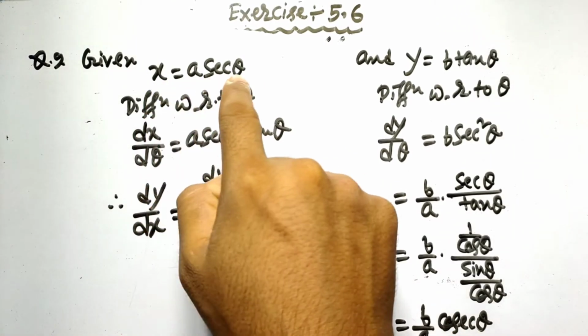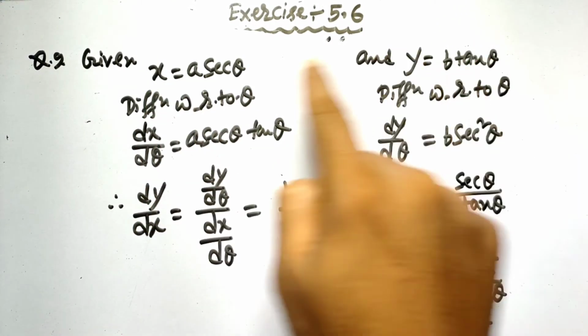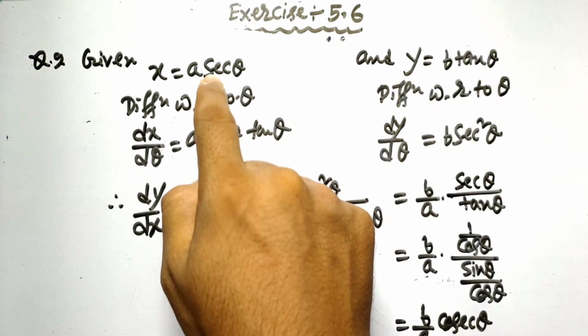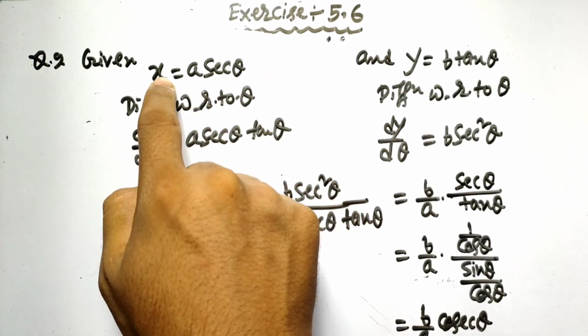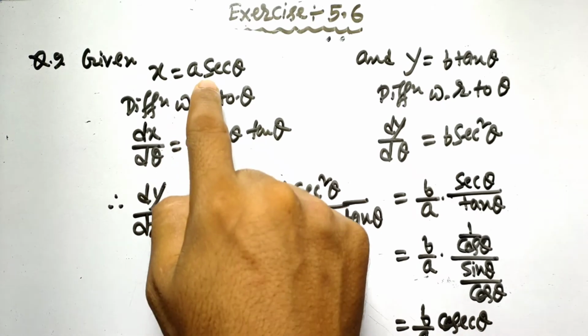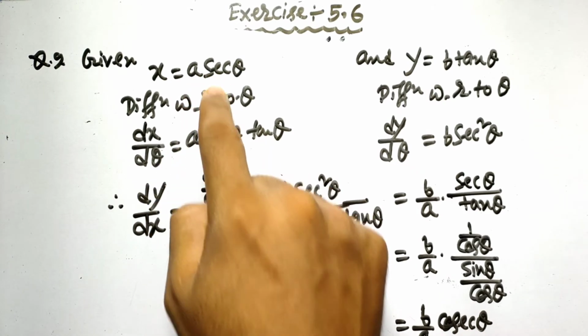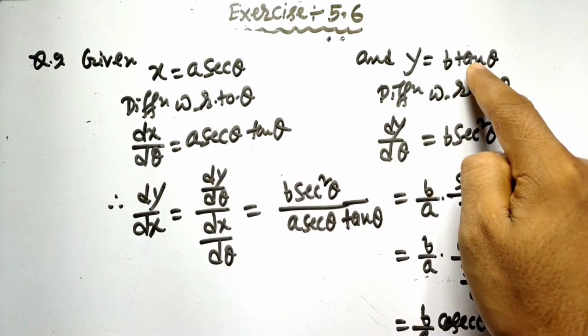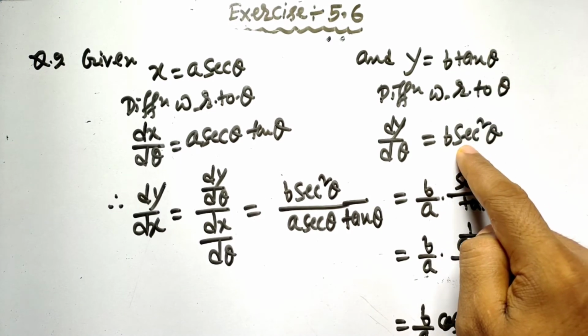Question number 9, very simple question. Given x equal to a sec theta and y equal to b tan theta. Here the parameter is theta. So you have to differentiate with respect to theta. Derivative of x with respect to theta equals derivative of this. So sec theta derivative is sec theta tan theta. Similarly, tan theta derivative is sec square theta.